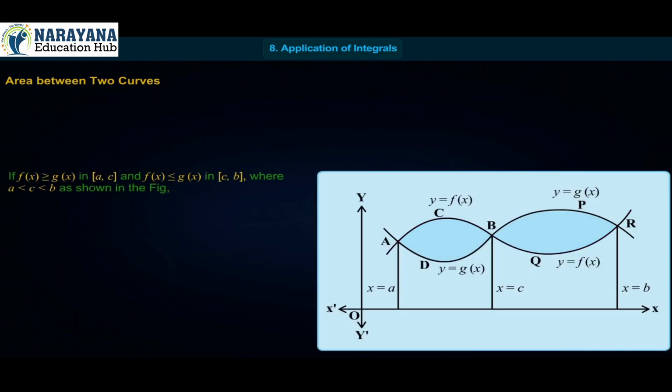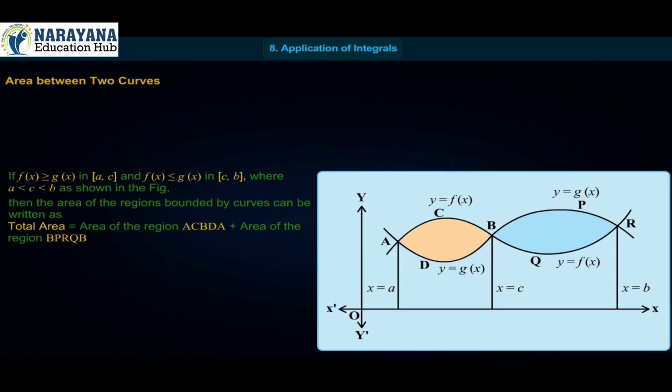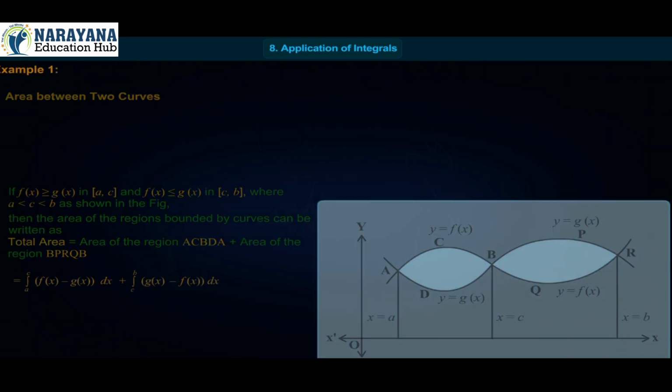If f(x) is greater than or equal to g(x) in the closed interval [a, c], and f(x) is less than or equal to g(x) in the closed interval [c, b], where a < c < b, as shown in the figure, then the area of the region bounded by the curves can be written as: total area equals area of region ACBDA plus area of region BPRQB, which equals the integral from a to c of (f(x) minus g(x)) dx plus the integral from c to b of (g(x) minus f(x)) dx.